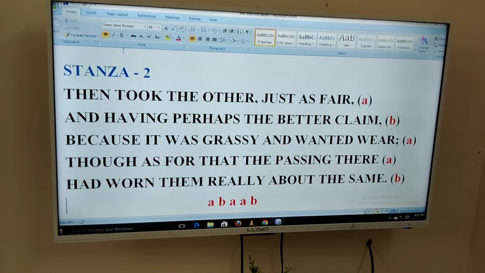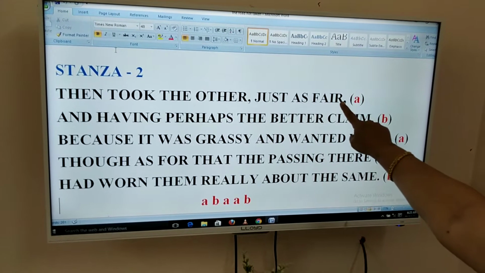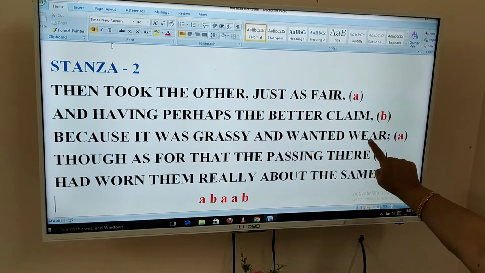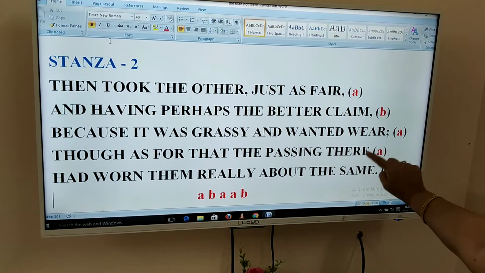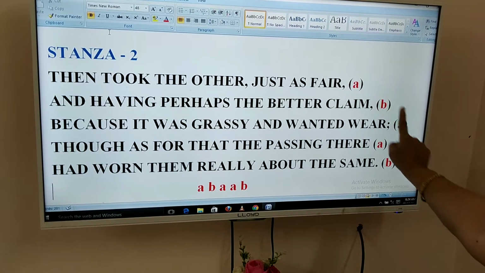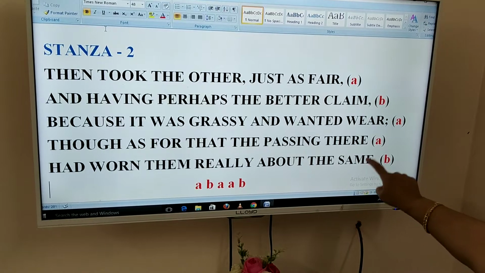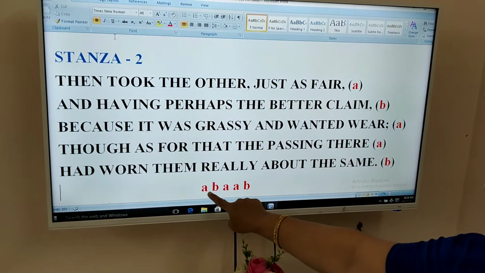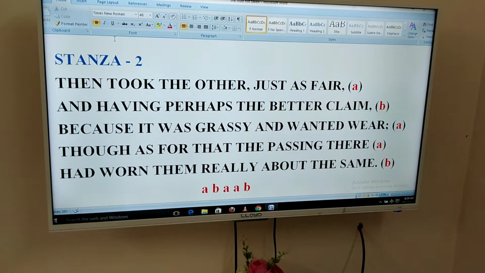The second stanza, again if you see the rhyming scheme, the last words are fair, claim, where, there and same. So, fair, where, there rhyme with each other, so we have A. And claim rhymes with same, so it is B and B. So, the rhyming scheme for this stanza is A, B, A, B.